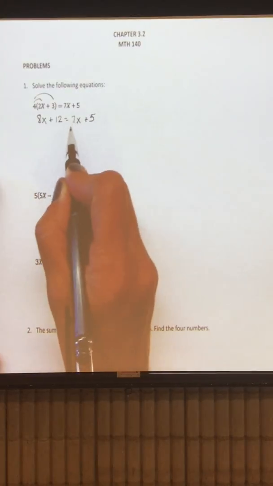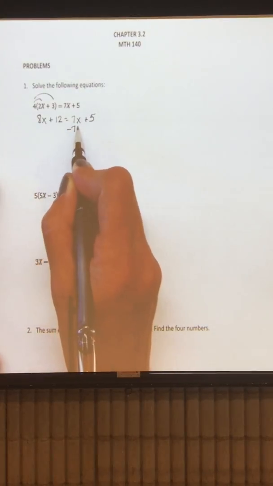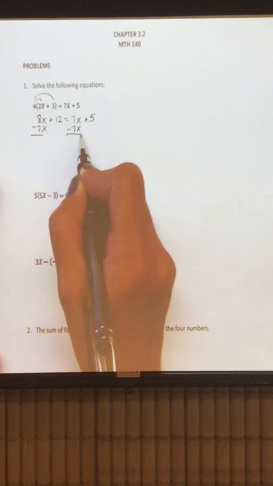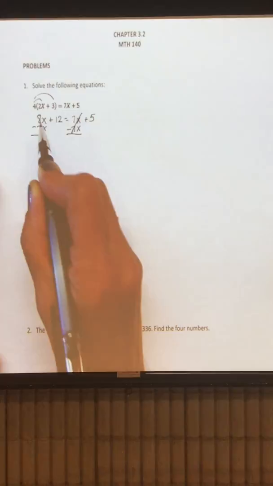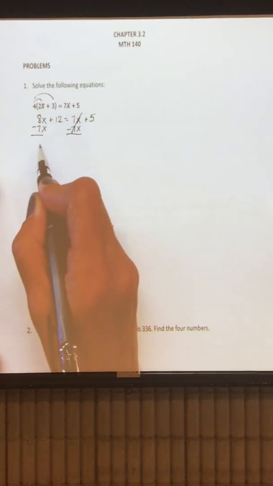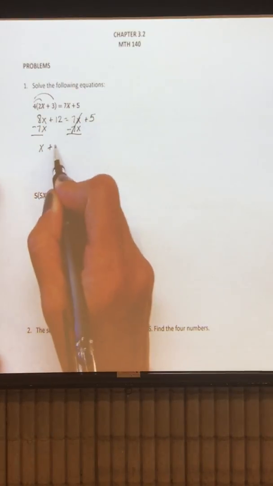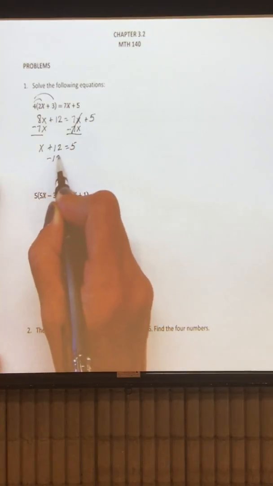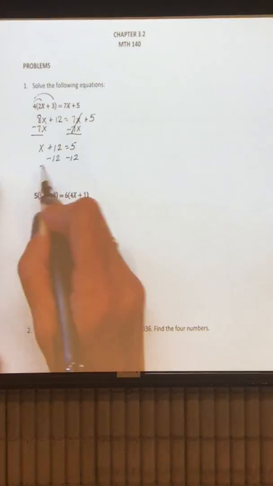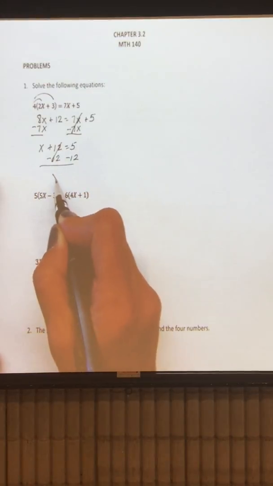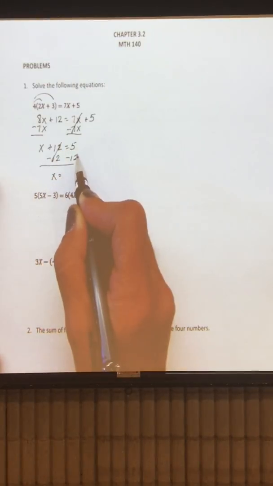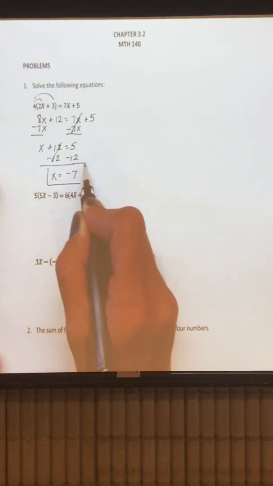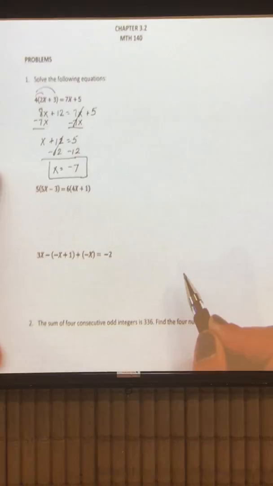Now we combine like terms, which means we subtract 7x from both sides. This cancels the 7. 8x minus 7x is x, plus 12 is equal to 5. Subtract 12 from both sides, which cancels the 12. X is equal to 5 minus 12 is negative 7. So your answer is equal to negative 7.